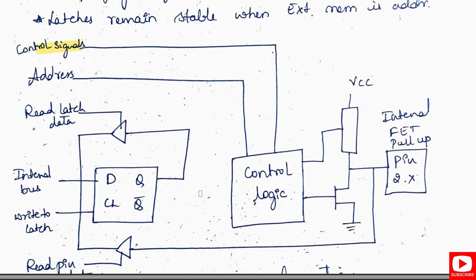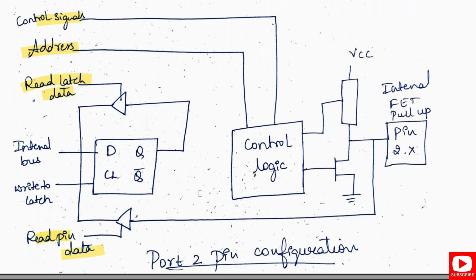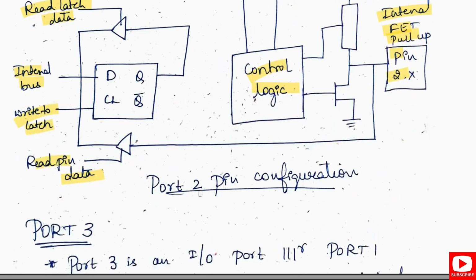So control lines and address lines are given. We use a read latch and the read pin, the internal bus and write to latch are provided, and then the control logic determines the operation. We provide a VCC input and an internal FET pull-up. So hence this is the pin structure of port 2.